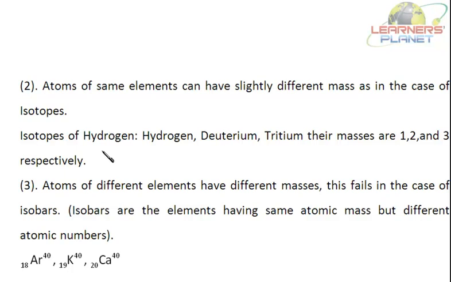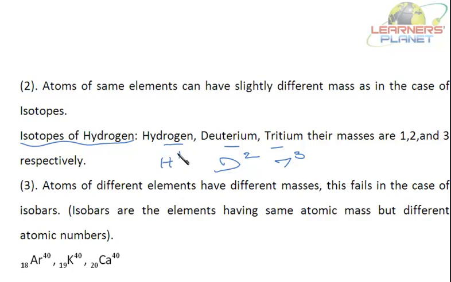Say the atom of hydrogen. According to Dalton's atomic theory, atoms of hydrogen have similar mass. But the isotopes of hydrogen are hydrogen, deuterium and tritium. The masses of their atoms are 1, 2 and 3. The mass of a hydrogen atom is 1, the mass of a deuterium atom is 2 and the mass of a tritium atom is 3. That is, it is no more true that the mass of atoms of the same element is similar. They have slightly different masses.